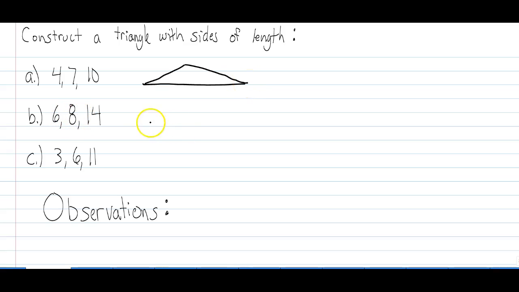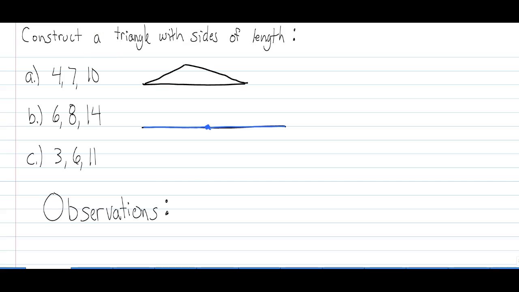Whereas for the next case, we have 6, 8, and 14. So if this is my length of 14, in order to get the 6 and the 8 to actually meet, they would have to go right along that segment, just like this. In other words, all those segments would have to be in a straight line with each other. All these points are collinear, so that doesn't actually make a triangle.